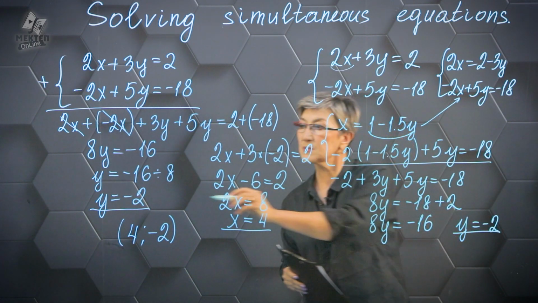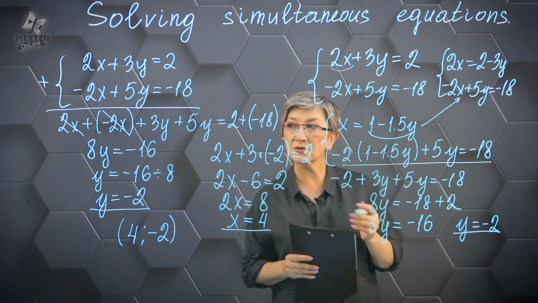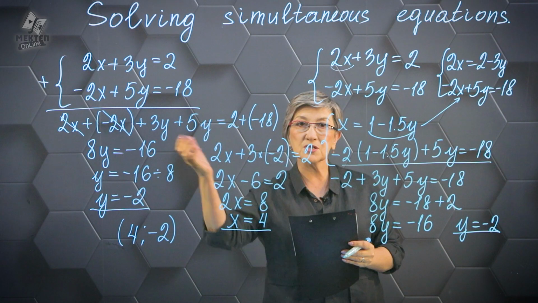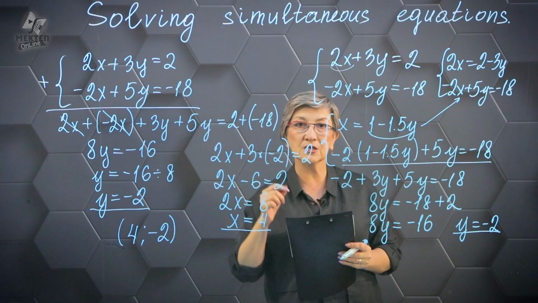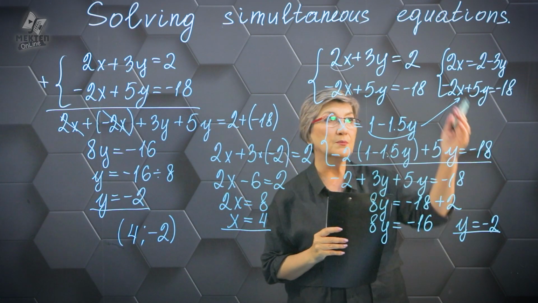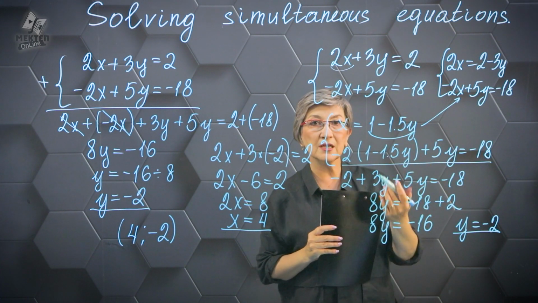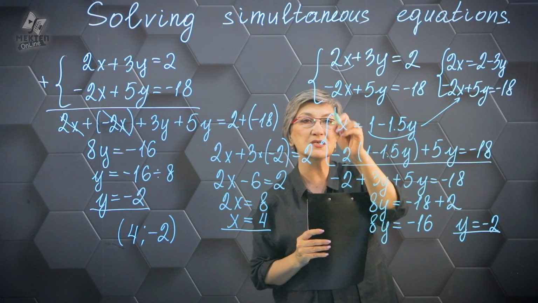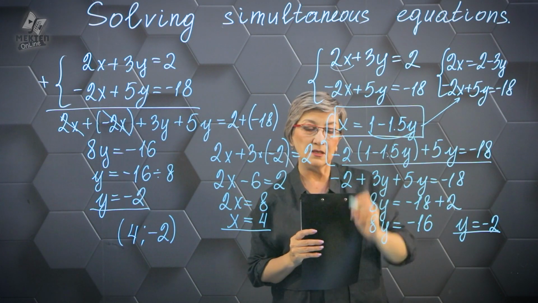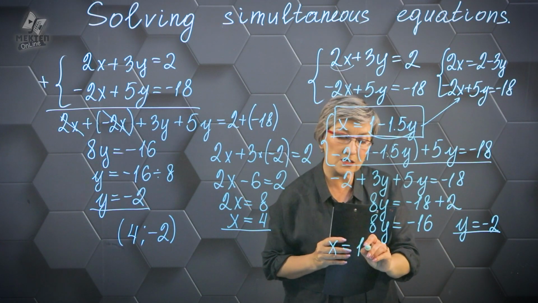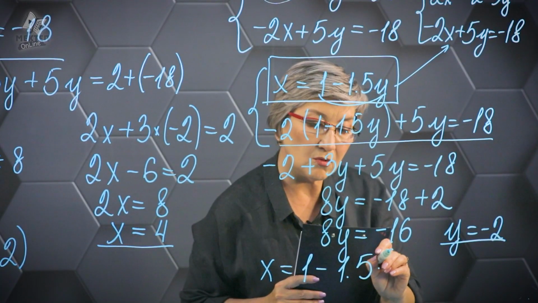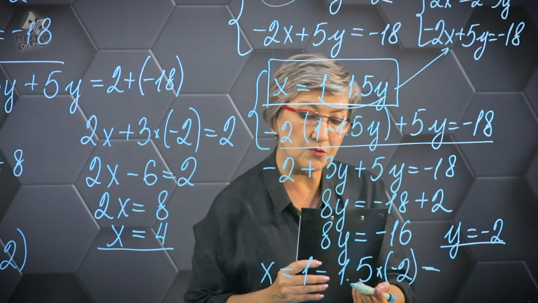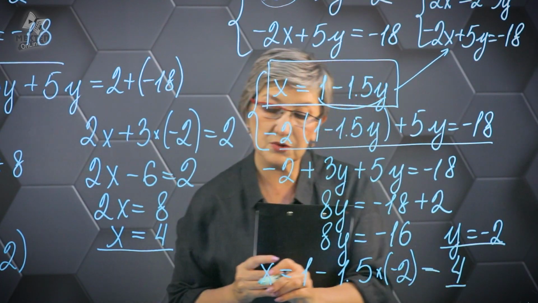Using the first method, we also got y equal to minus 2. But this solution was simpler. This method was rational in solving our system. But we can use the substitution method to find the value of x. In order to do that, find the expression that says x equals, and then in that expression, I'll substitute 1 minus 1.5 times minus 2. And we'll find the value of x. It's 1 plus 3. And the result is 4.